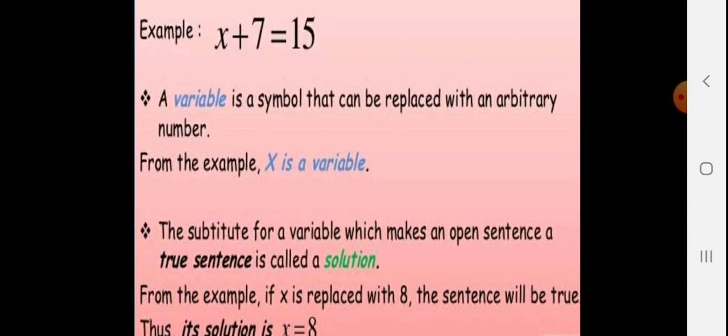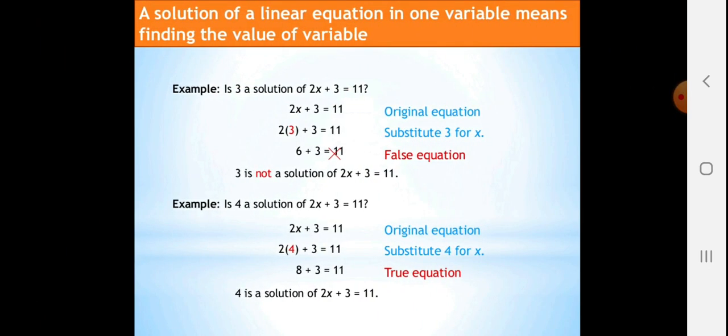x plus 7 is equal to 15. A variable is a symbol that can be replaced with an arbitrary number. From the example, x is a variable. The substitute for the variable which makes an open sentence a true sentence is called the solution. For example, if x is replaced with 8, the sentence will be true for the given equation. So its solution is 8.